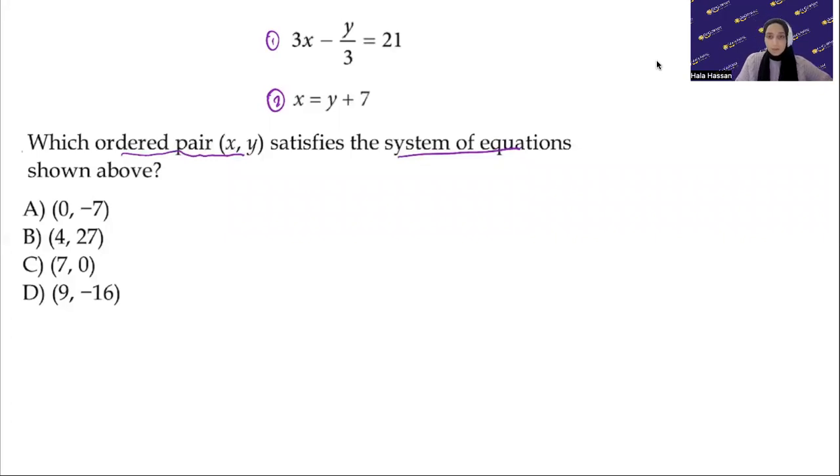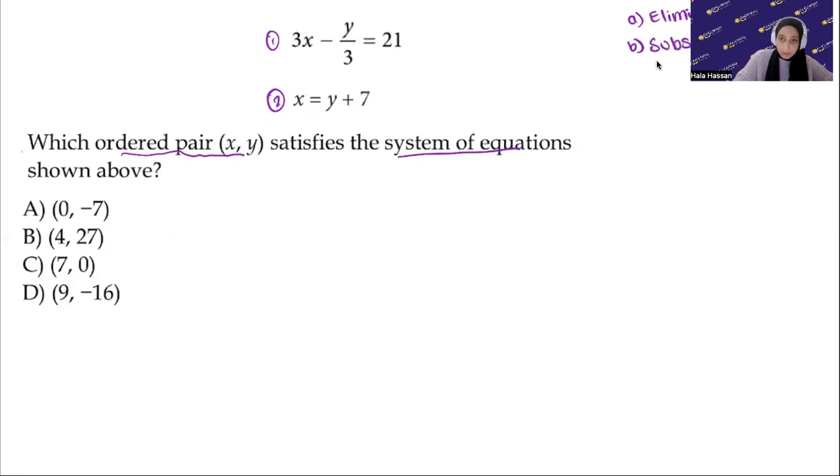So every time you have a system of equations, you want to identify which method you want to use. Remember, there are two methods: A, where we're doing elimination, and B, where we are doing substitution.